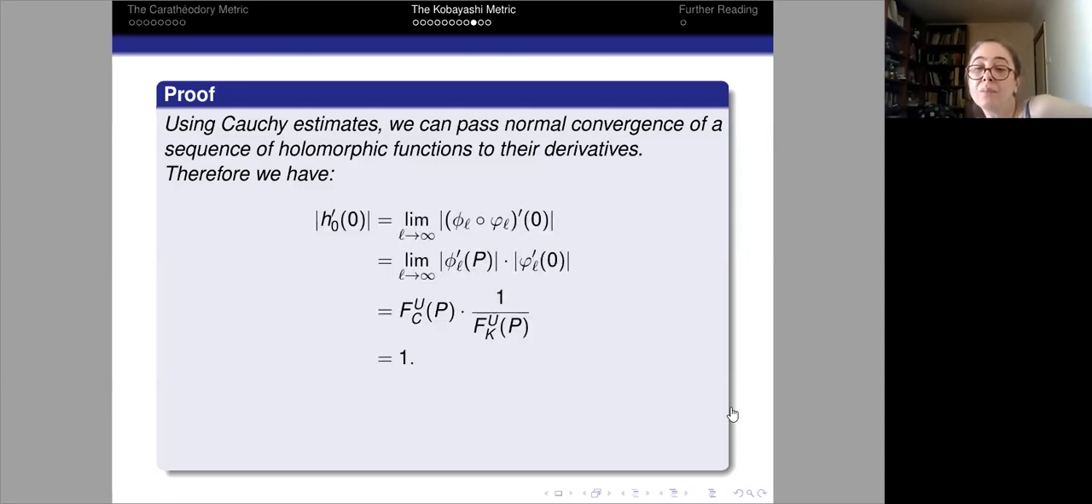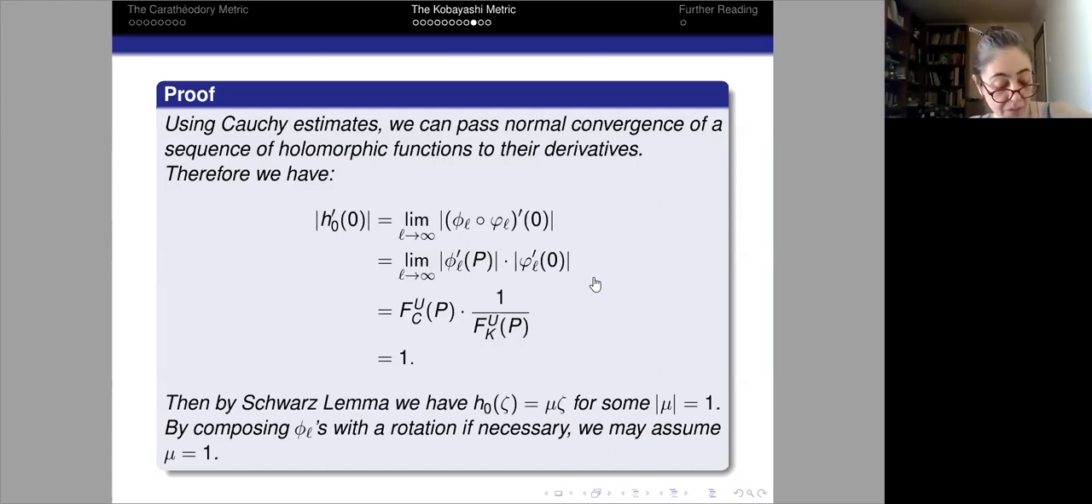So we have the magnitude of h prime 0 at the point 0 is the limit as L goes to infinity of the magnitude of the derivative of this composition. If you take this limit, the first part goes to the Kobayashi metric at the point p, and the second part goes to 1 over the Carathéodory metric at the point p. And since these are equal at the point p, h prime 0 at 0 is equal to 1.